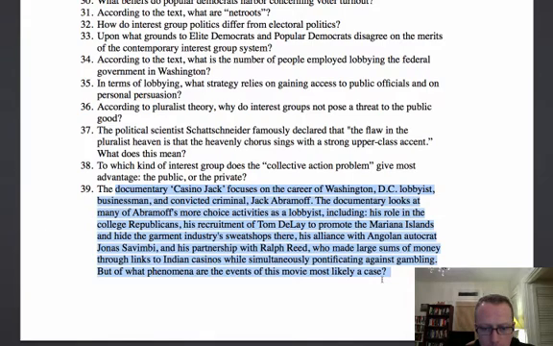So, of what phenomena are the events of this movie most likely a case? And that's an important question. You could take this, if you were a defender of Jack Abramoff, as it just being basically the result of scaremongering by an overly liberal media.